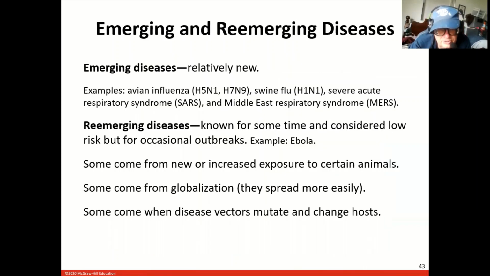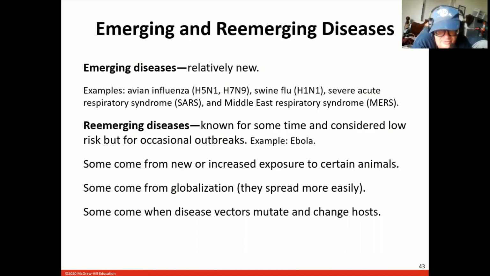All right, emerging diseases. So this was written before the pandemic started with the coronavirus. And it's talking about H1N1 swine flu, H5N1 bird flu, SARS, MERS. These are all recent things. When I say recent, I mean like since I was in college that we've had these outbreaks.